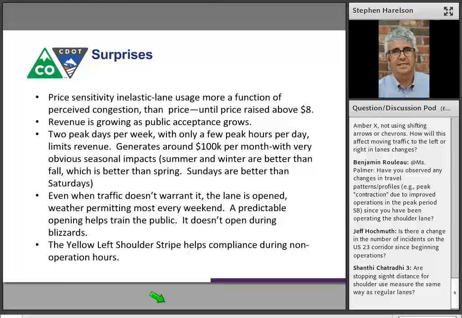We've got 2 peak days per week, just Saturday and Sunday. Saturday it's only a peak of an hour or 2 a day. Sunday is a much bigger peak. We're generating about 100,000 per month. Summers we generate more. The heart of the ski season we generate more. But like right now, we're opening the lane, but very few people use it because it's what we call mud season. The ski areas are all closing.